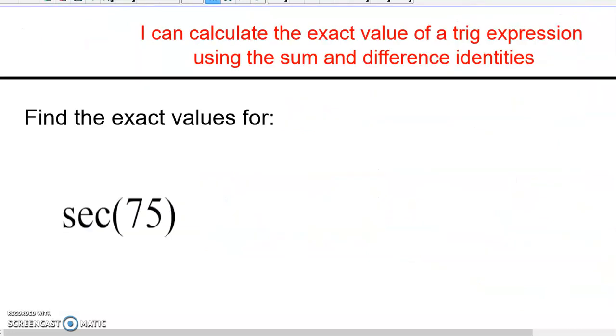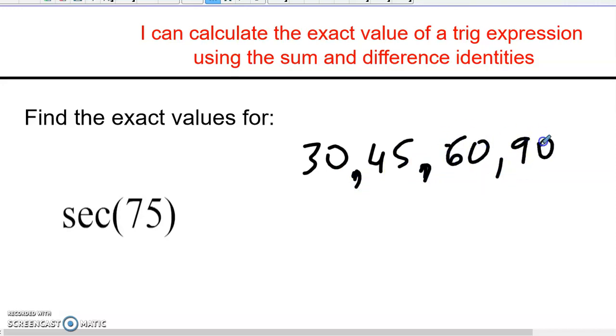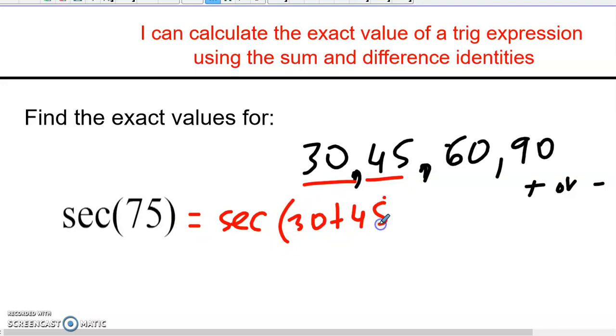Okay, last problem. Secant of 75. So we've got 30, 45, and 60 and 90, and we got plus or minus. How are we going to get 75 degrees? I think we had one already. We did 30 and 45 and added them. So this is equal to the secant of 30 plus 45.